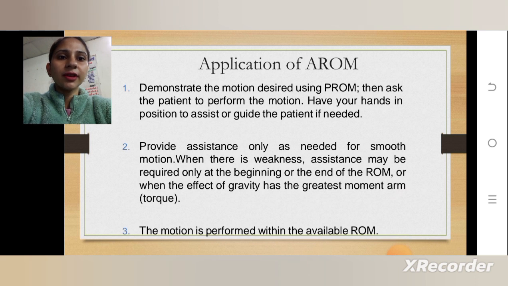Then application of active range of motion. Demonstrate the motion desired using passive range of motion. Then ask the patient to perform the motion. Have your hands in position to assist or guide the patient if needed. Provide assistance only as needed for smooth motion. When there is weakness, assistance may be required only at the beginning or the end of the range of motion, or when the effect of gravity has the greatest moment arm, that means torque. The motion is performed within the available range.